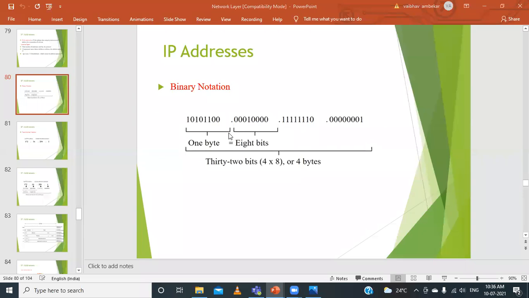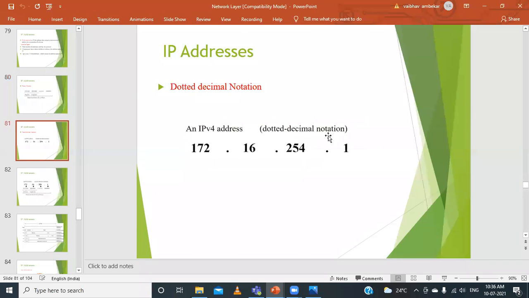There will be a dot that will separate these octets. Next, we have discussed the dotted decimal notation. In this case, it will be in this format: 170.16.254.1 and so on. Now we will understand what the categories of IP addresses are, and how we are going to separate them.